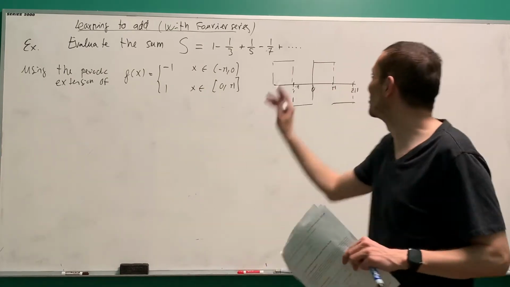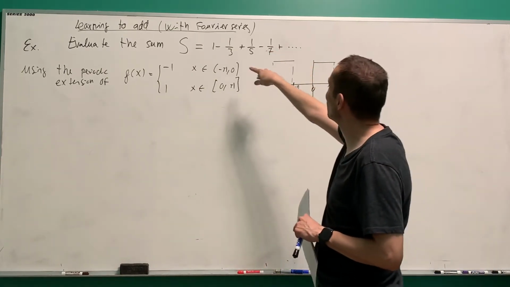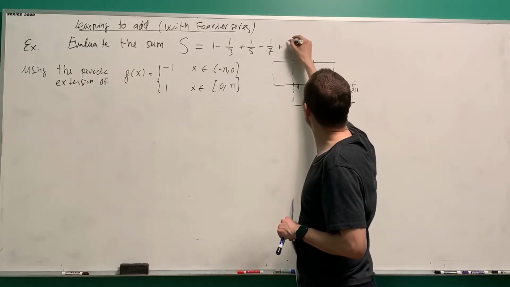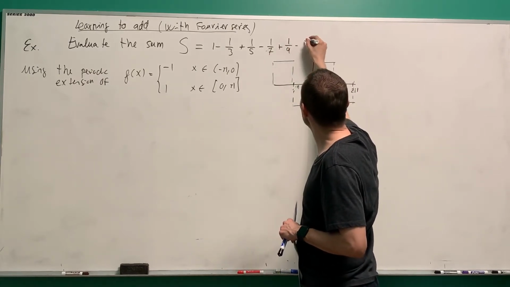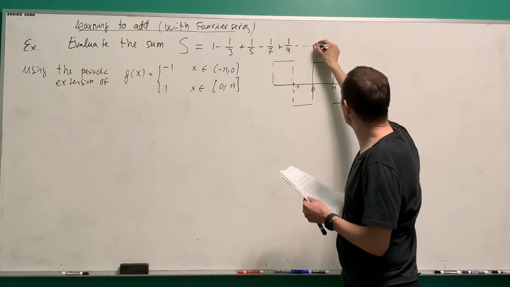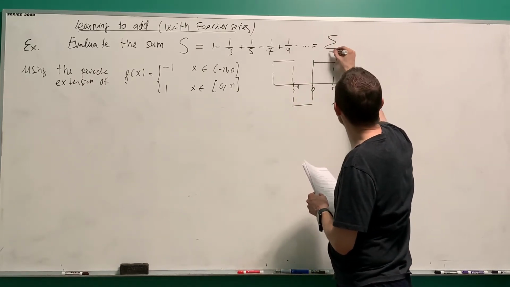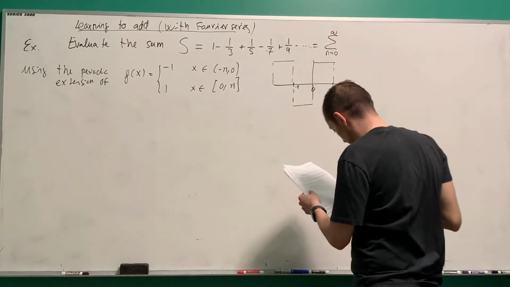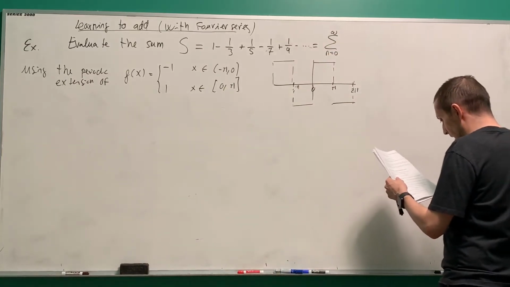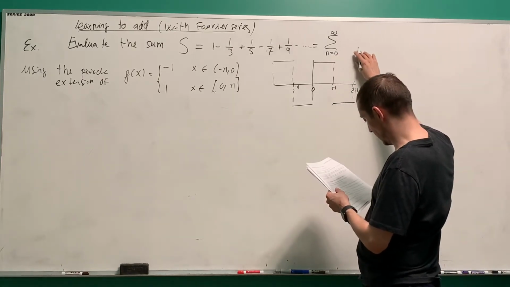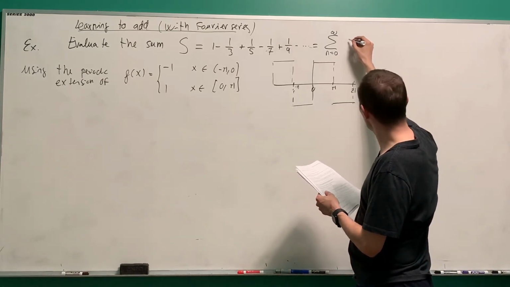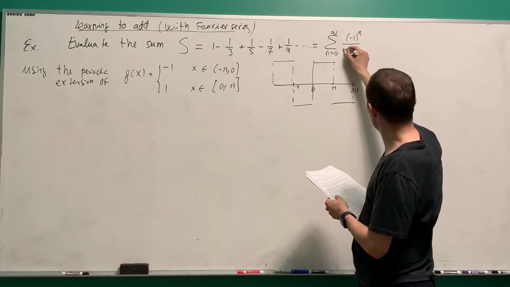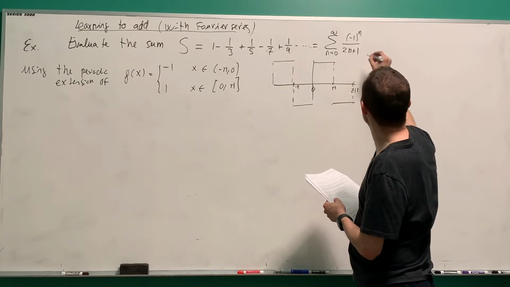So let's see. This sum is 1 minus 1 over 3 plus 1 over 5 minus 1 over 7. You see the pattern, right? So the next one would be 1 over 9 minus, etc. So this function I can summarize as the sum from n equals 0 to infinity of minus 1 to the n divided by 2n plus 1.